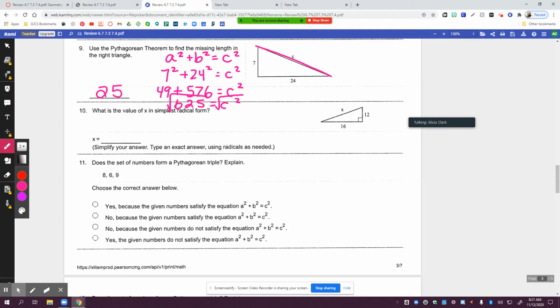Number 10, what is the value of x in simplest form? Again, we're looking at Pythagorean theorem because this is a right triangle. So 12 squared plus 16 squared equals x squared. Again, I'm trying to solve for the hypotenuse. So if I add 12 squared and 16 squared together, I'm going to get 400. I don't need x squared, I just need x. So I'm going to take the square root of both sides. The square root of 400 is going to give you 20.